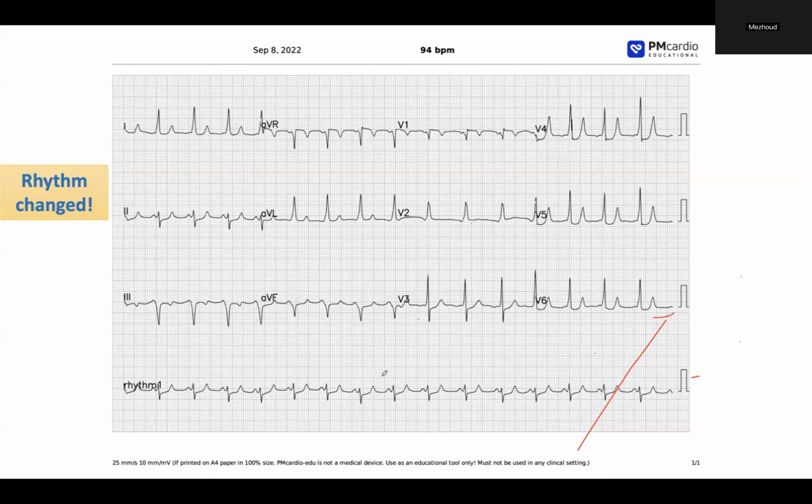Yeah, so I think I'm hearing WPW. As you can see, there is a short PR and a delta wave, okay? For example, here, in retrospect the patient was having AFib, atrial fibrillation, and we know that patients with WPW are at higher risk for developing atrial fibrillation compared to the general public. Once in a while you encounter a patient who's very young, like in this case, 8 years old, with a rhythm that might almost kill the patient.